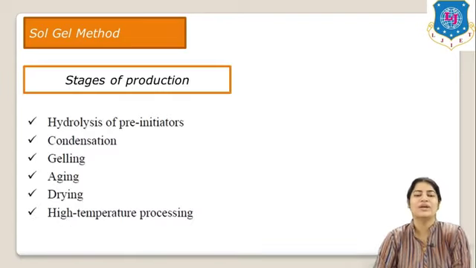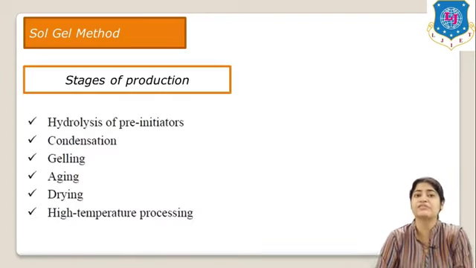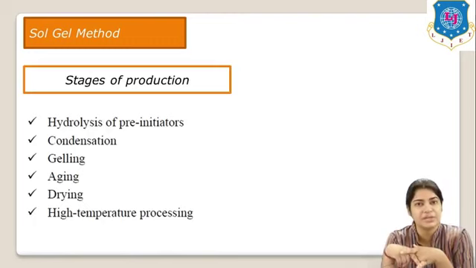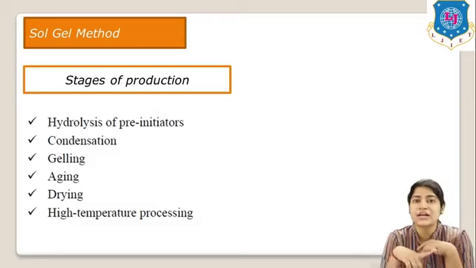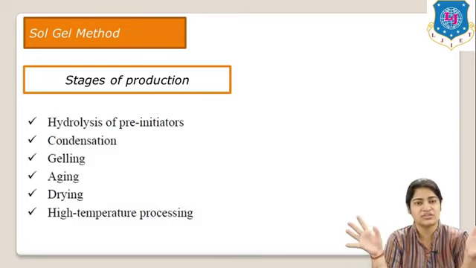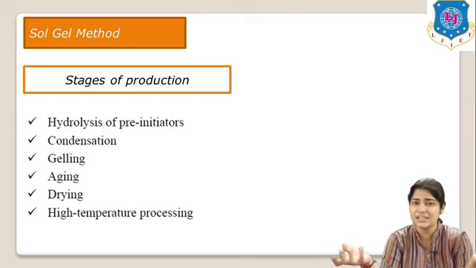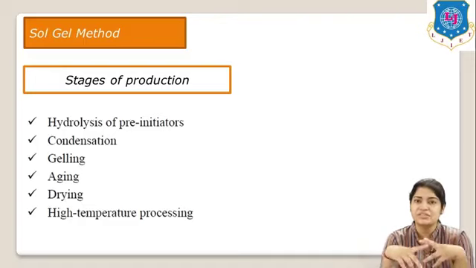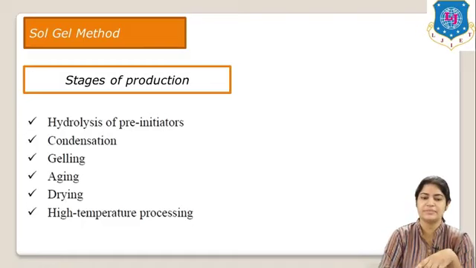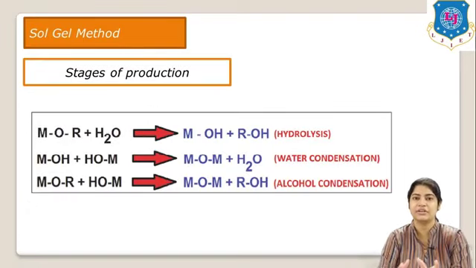So what are the stages of production? First of all is hydrolysis of pre-initiators. Second is condensation. Third is gelling, in which a mesh-like structure is created. Then comes the fourth step, aging: you let this mesh-like structure grow itself. Then fifth is drying, and sixth is high temperature processing. Clear?